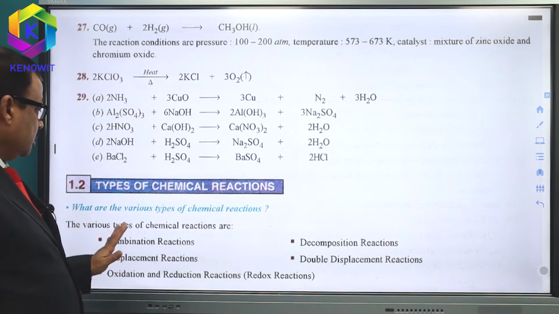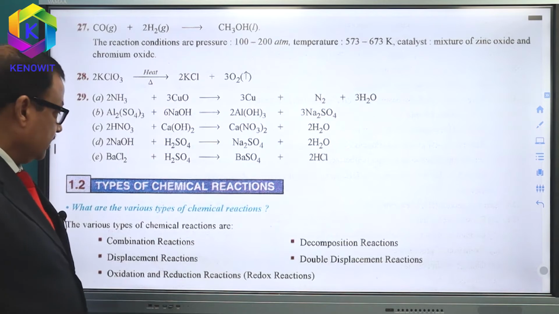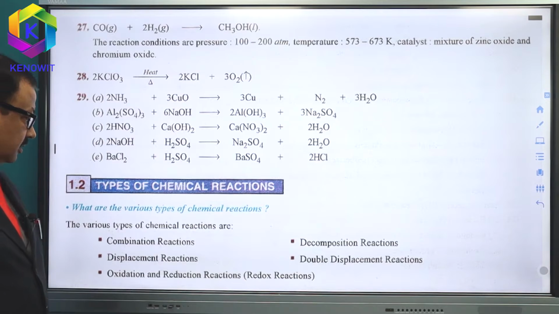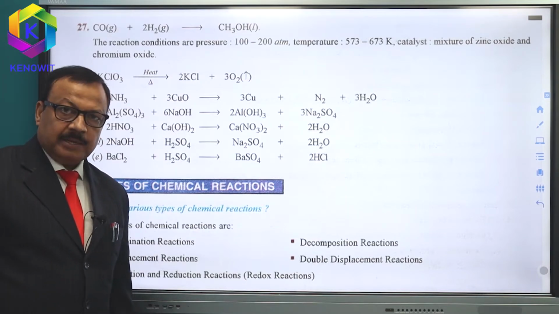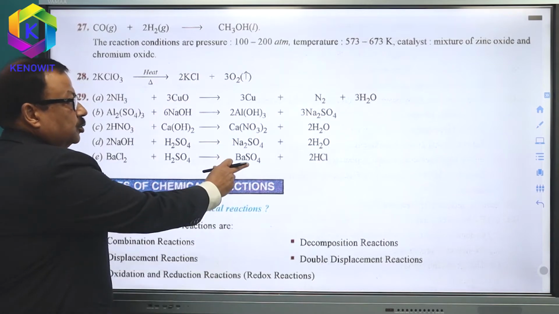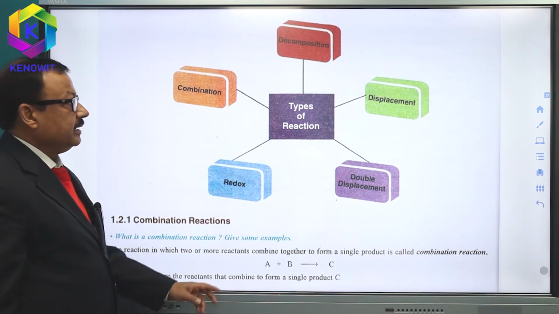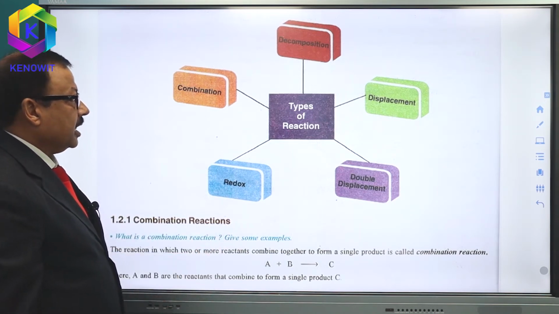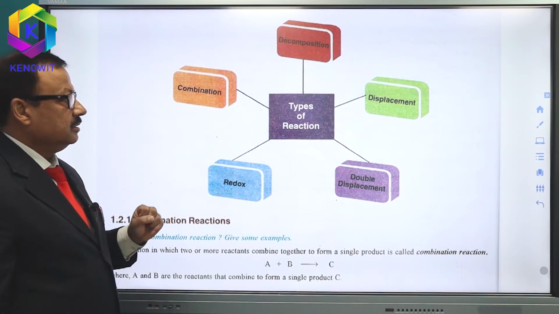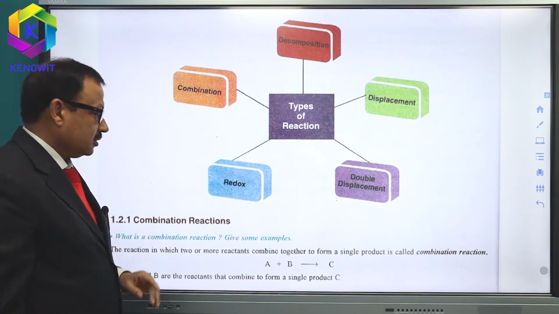I am going to start tomorrow with types of chemical reactions. What are the various types of chemical reactions? Combination reaction, number 1, decomposition reaction, displacement reaction, double displacement reaction, and oxidation and reduction reaction, which is also known as redox reaction. Types of chemical reactions are basically divided into 5 parts: combination reaction, decomposition reaction, displacement reaction, double displacement, and finally redox reaction.